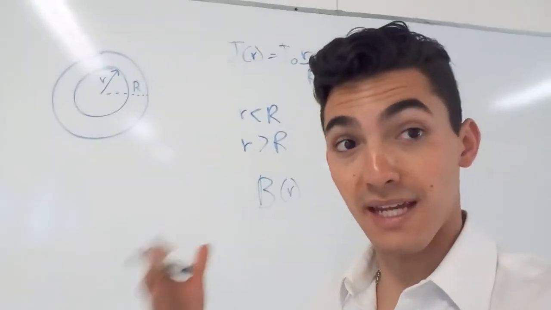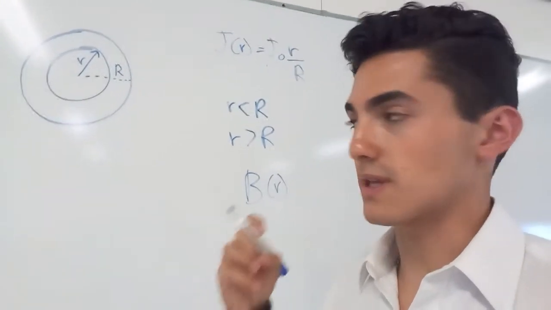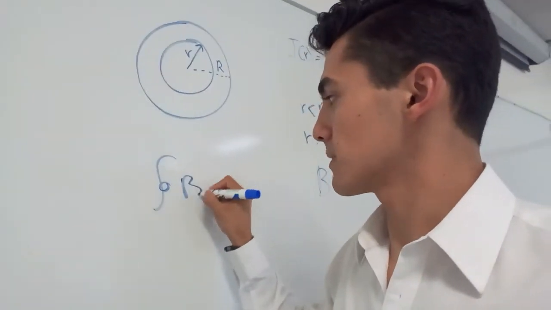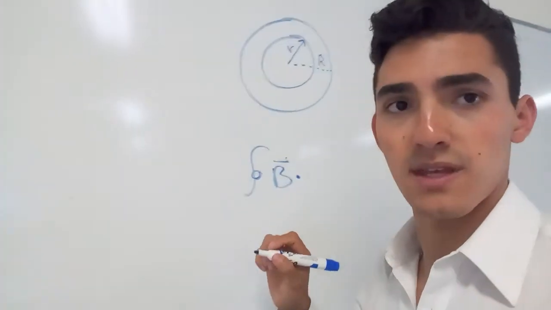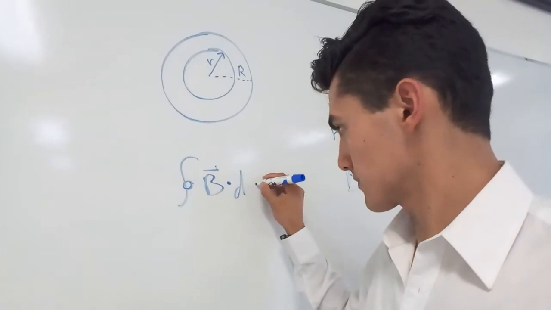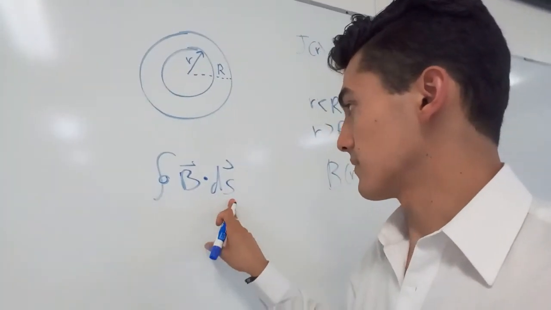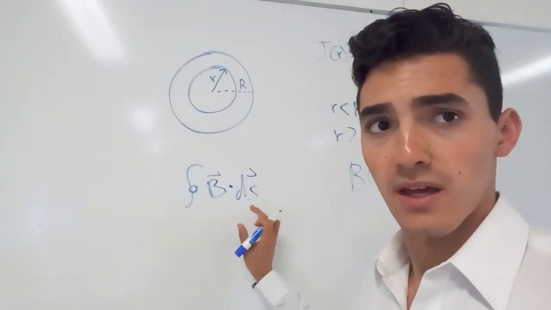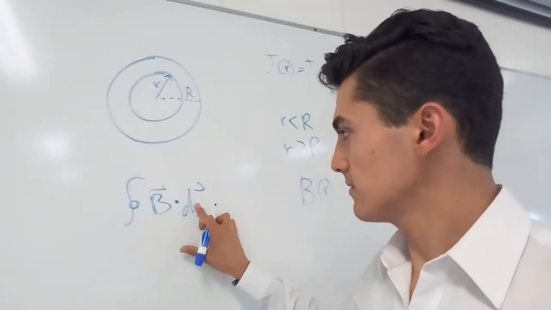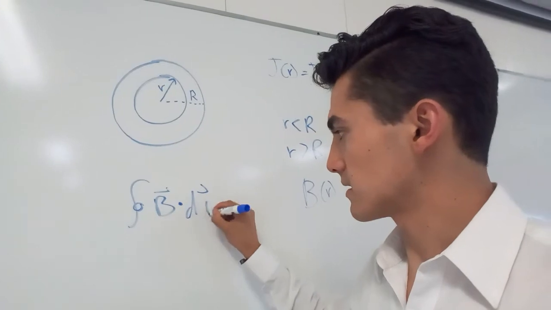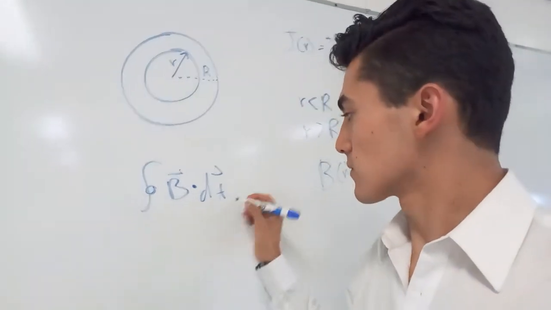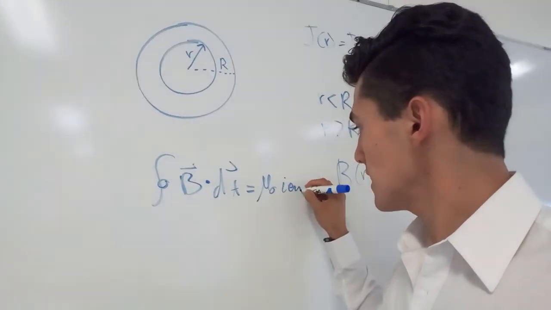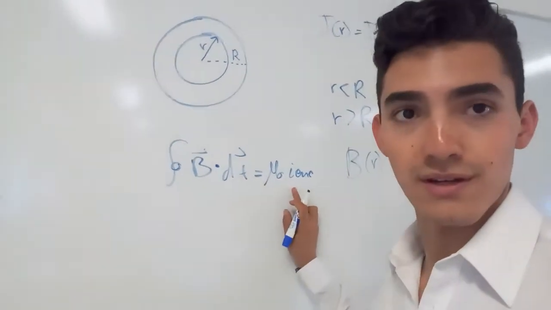For determining the magnetic field, we have to use Ampere's law that says that the integral of the magnetic field times the differential of the area here is equal to mu naught times the enclosed current.